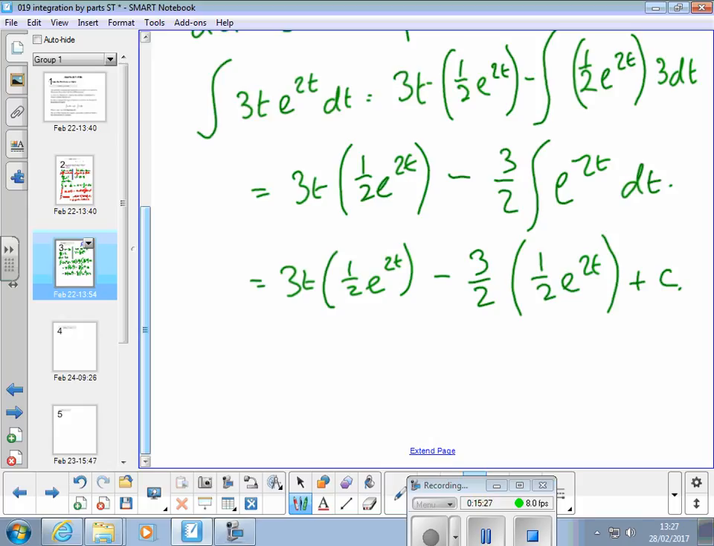Multiply what back in? Yeah, you could multiply this one in as well, couldn't you? You could put that 3 in, get rid of the brackets there. So you could write 3t over 2 e to the 2t minus 3 over 4 e to the 2t plus c. Either of those answers would give you the marks in an exam question. Okay?